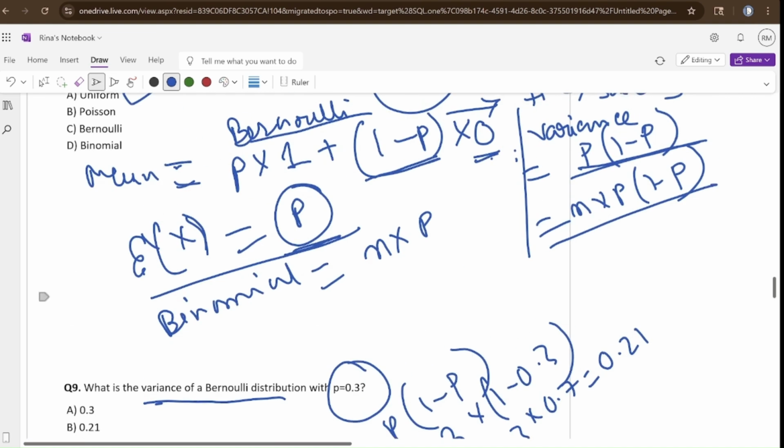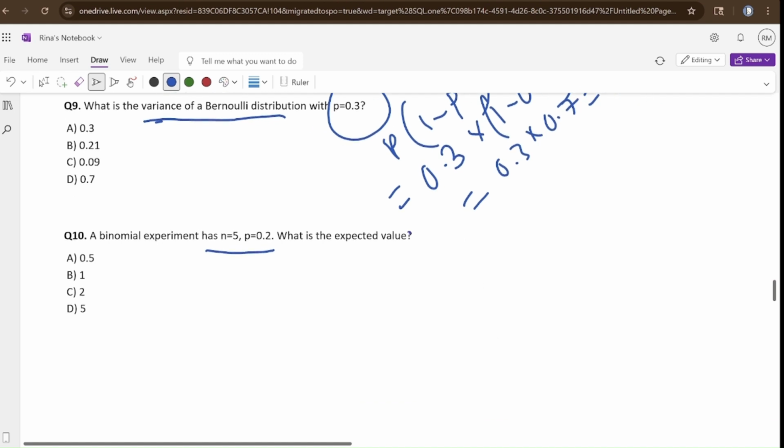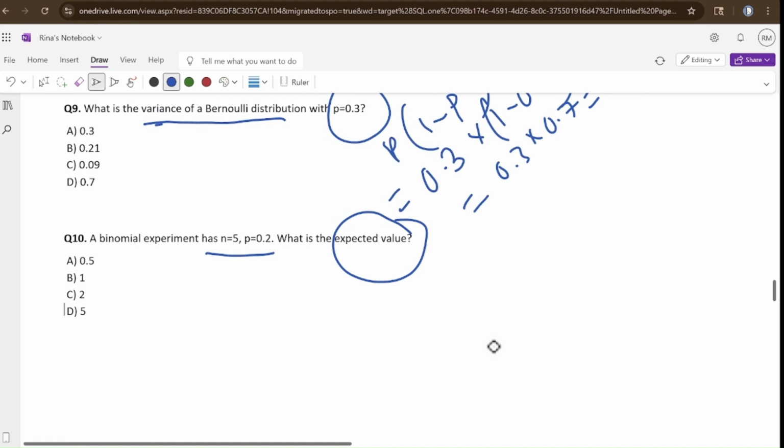Fine. Okay, now the next question. A binomial experiment has n equal to 5, p equal to 0.2. What is the expected value? Expected value means we can say mean. So the mean for binomial is n into p. So we can write n into p. Here 5 into 0.2, that is 1.